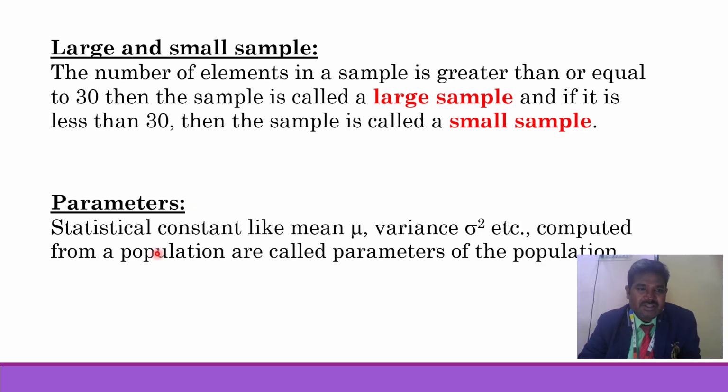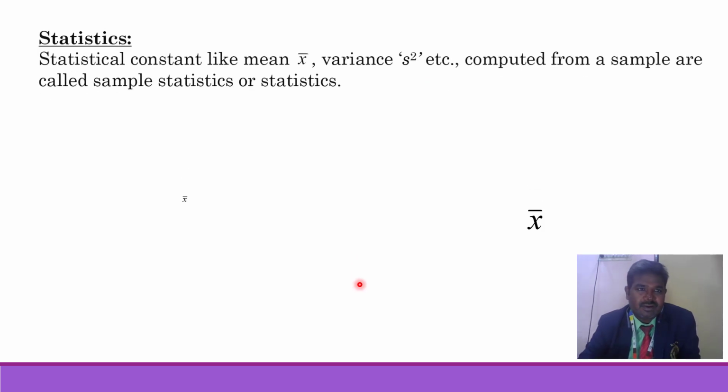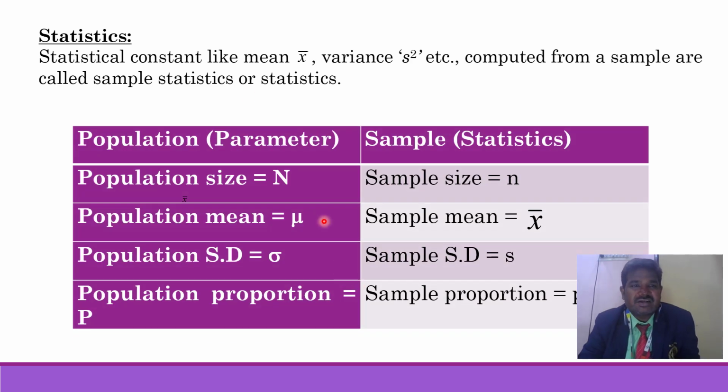Parameters. The statistical constants like mean mu, variance sigma square, etc. computed from a population are called the parameters of the population. Statistics. Statistical constants like mean x bar, variance s square, etc. computed from a sample are called sample statistics or simply statistic.